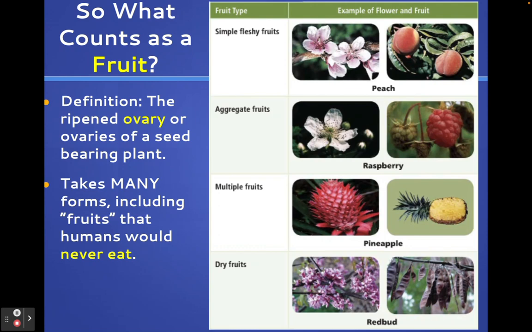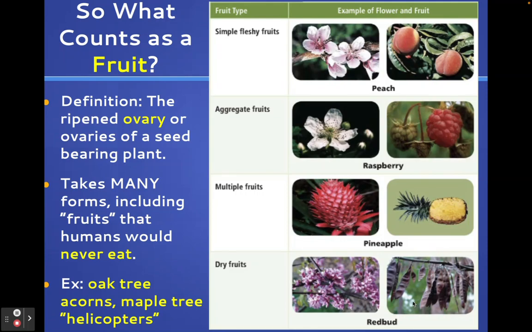This is many, many, many different forms. Pretty much every plant that has flowers has a fruit. It's just that we wouldn't necessarily eat those fruits. Maybe animals or insects would eat those fruits. So, for example, oak tree acorns. You maybe don't eat oak tree acorns, but that's going to count as a fruit because it's the ripened ovary for that plant. Maple tree helicopters, those things that spin from the maple trees, those are ripened fruits. Even this right here from the redbud, nobody would want to eat that, but that's a fruit in our definition.